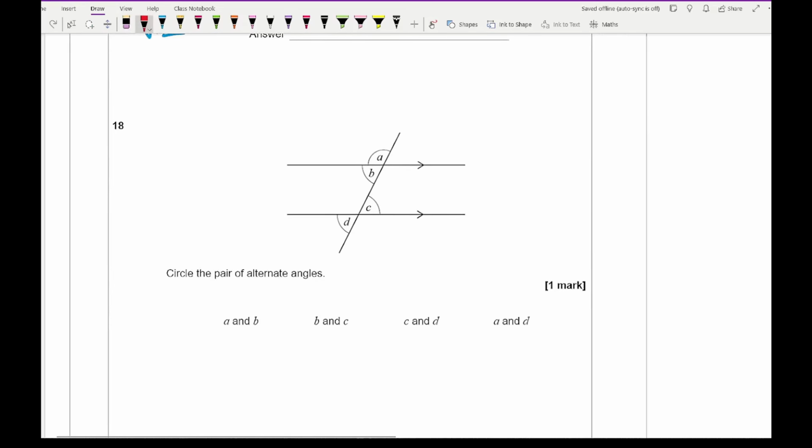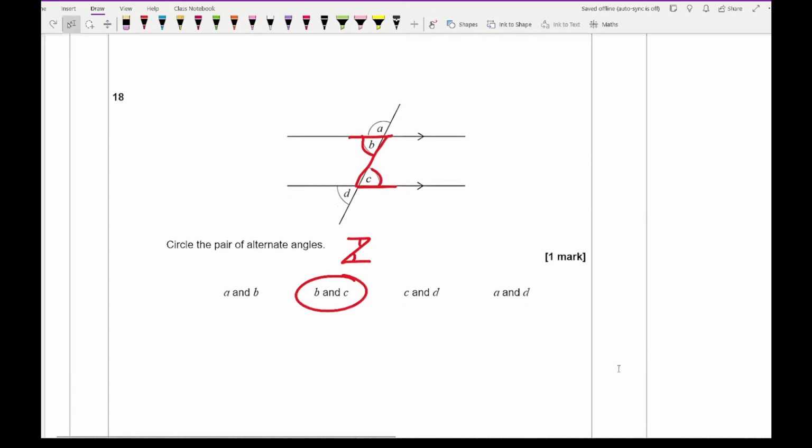Now alternate angles back in the days is what we used to call a Z angle. So which of these would perform a Z? I can see a Z just there, and the two angles are B and C.